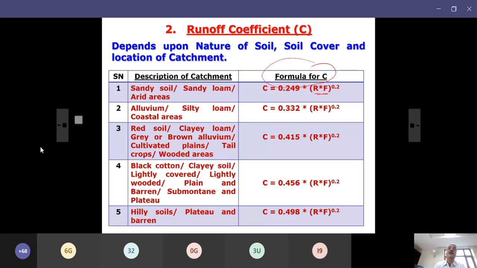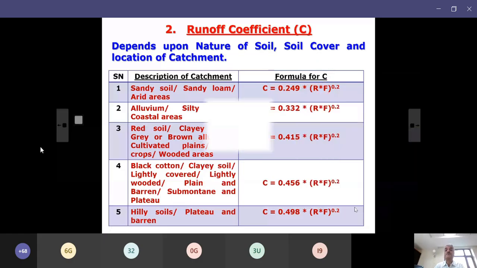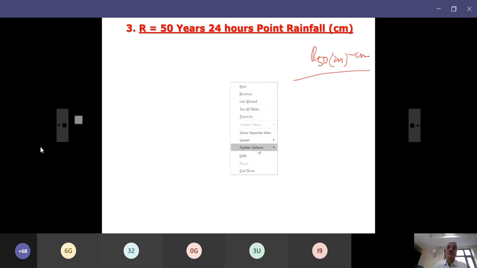Now issue is R and F. So we'll see what is R and F. R is 50 years, 24 hours point rainfall. In that catchment, at that point where your bridge is located, what is 50 years, 24 hours, basically R50, 24 in centimeters. That is R, where R is written in previous equation.